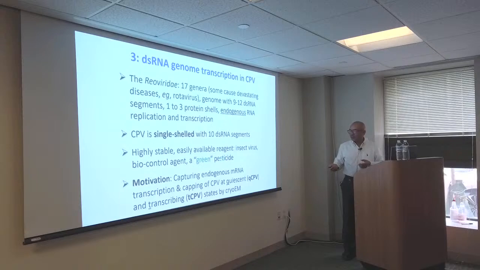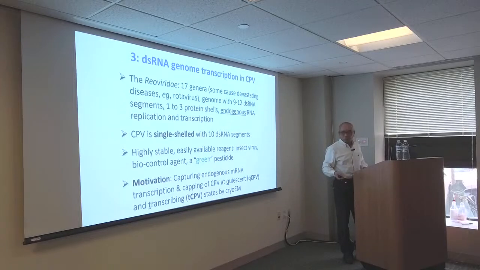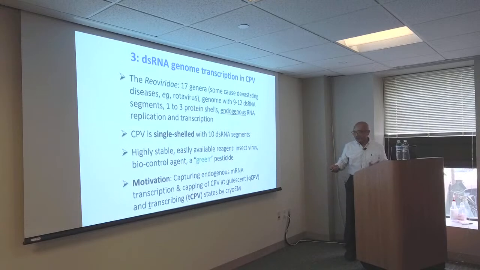In Asian countries like Japan and China, where rice is the main nutrient source, people spread this on their rice crops and vegetable crops as a pesticide, a green pesticide, perfect, it's biological. And the motivation for me is that I can use this to study basic biology.